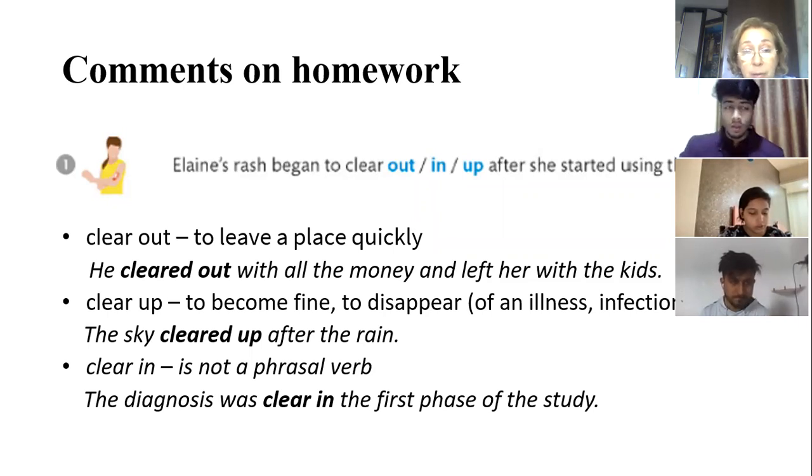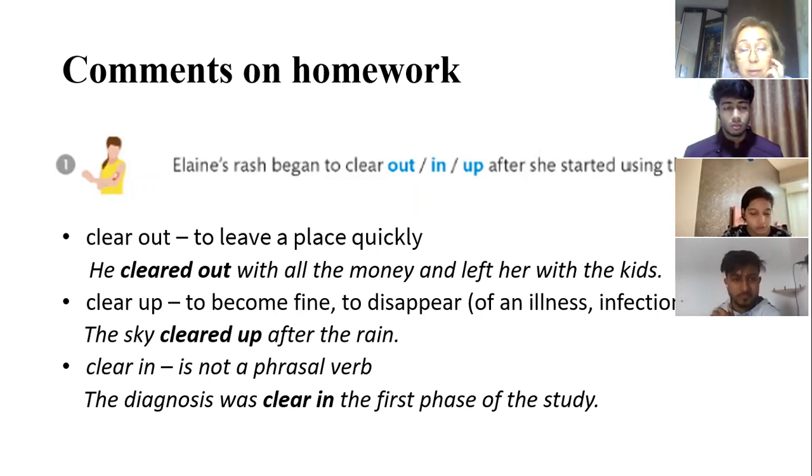So clear up means to become fine, to disappear, when we speak of illness, infection. This phrasal verb can also be used in this meaning: the sky cleared up after the rain. As for clear in, it's actually not a phrasal verb. It is most commonly used as a separate verb and a preposition. And here there is an example of such use: the diagnosis was clear in the first phase.